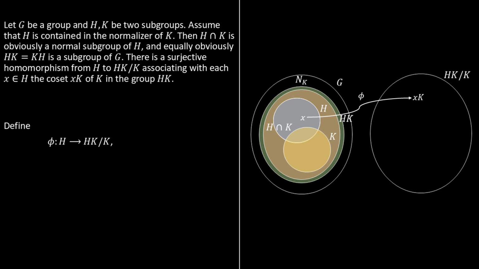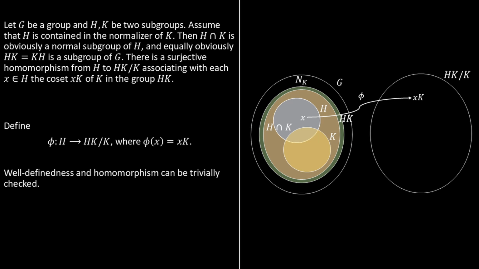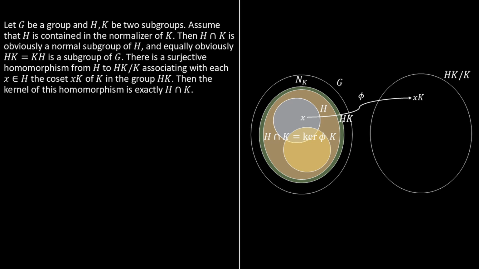Define a map phi from H to HK mod K, where phi of x equals xK. The well-definedness and the criteria of being a homomorphism can be trivially checked, and it's clearly surjective due to the fact that each coset xK in HK mod K has a corresponding pre-image x in H. Then the kernel of this homomorphism is exactly H ∩ K.